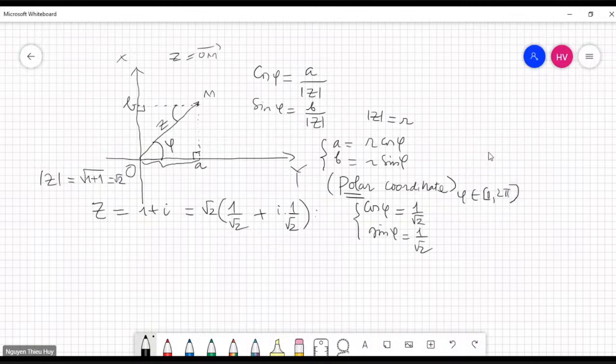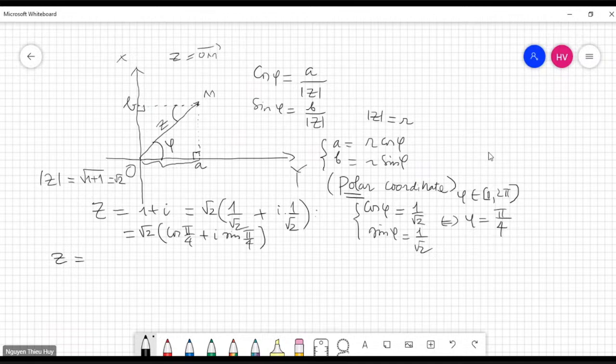Then there is only one phi that satisfies cos phi equals 1 over square root of 2 and sine phi equals 1 over square root of 2. What is this? Can you tell me? Pi over 4. Yeah, precisely. You can read pi over 4 or pi fourth, which is shorter. And therefore we can write this as square root of 2 times cos of pi fourth plus i sine pi fourth. And we finish.